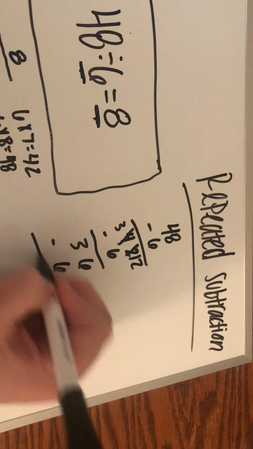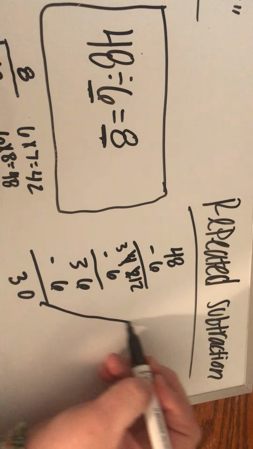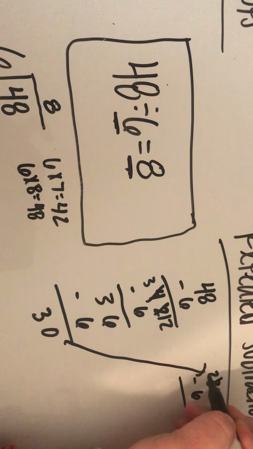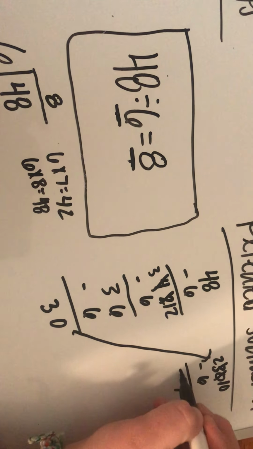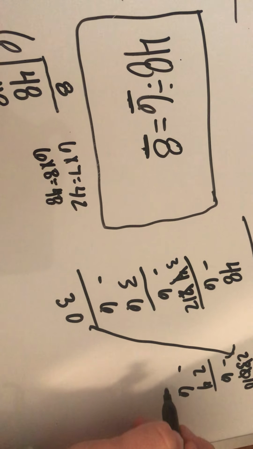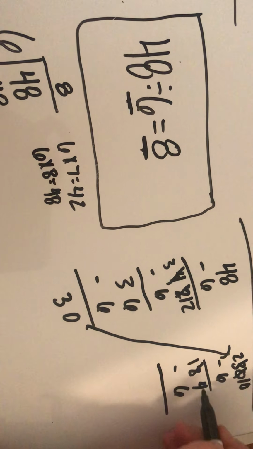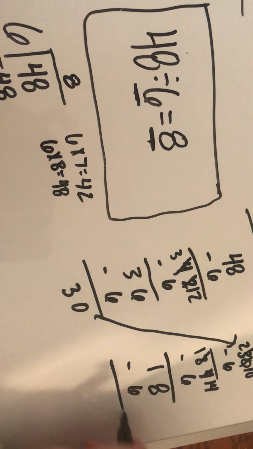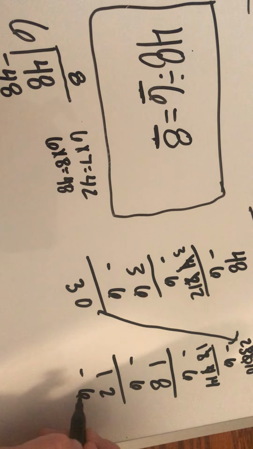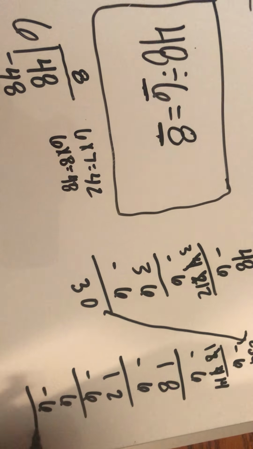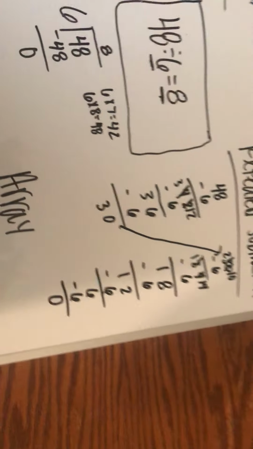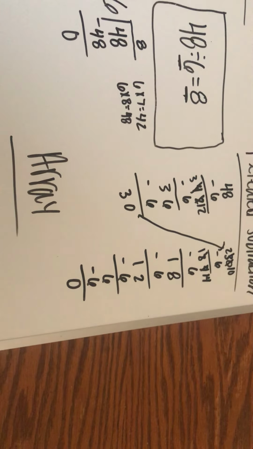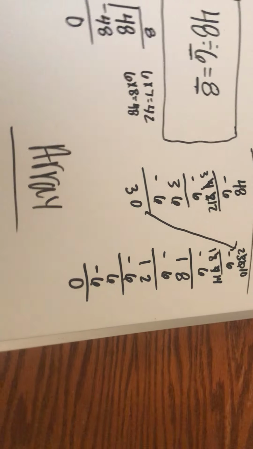then take another group. I'm going to bring my 30 up here and continue taking 6 away. Take another group of 6 away. Okay, now that I'm at 0, now what you do is you go back from the very beginning and you're going to count how many times you had to subtract 6, and that will give you your answer.